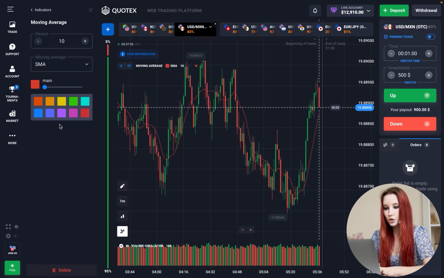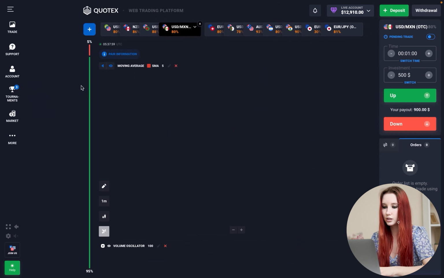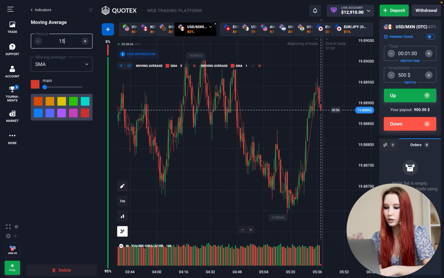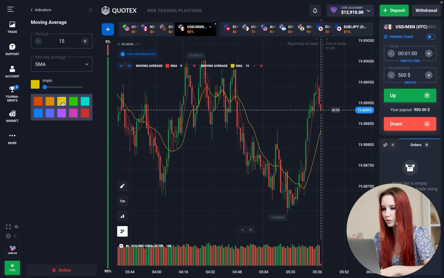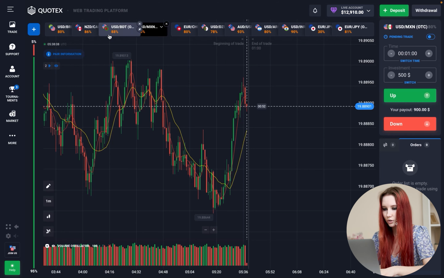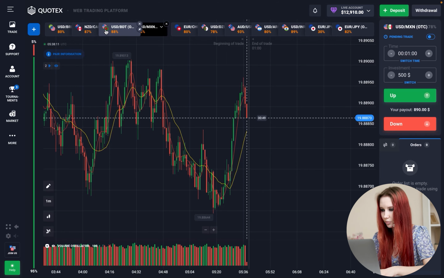And let's go to Quotex and add these indicators and see how they show and work in trading. So I want to add the moving average with a period of 5 and a second moving average with a period of, let's say, 15. I'm gonna change the color a little bit. This one will be yellow and the previous one will stay red. Alright, let's move on to the next currency pair, American dollar and Bangladesh taka.